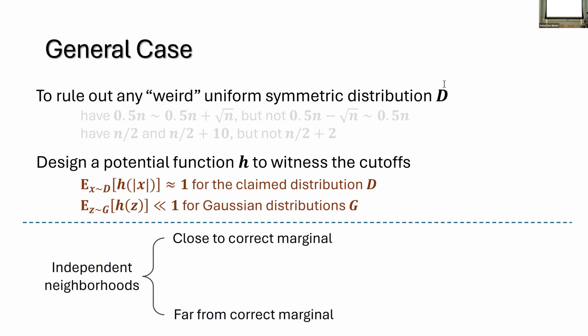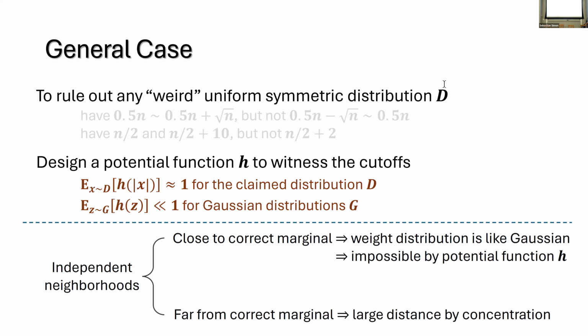And then we divide into two cases. If many neighborhoods are far from the correct marginal, then we have a granularity issue, which will produce a large distance by concentration. On the other hand, if most of them are close to the correct marginal, then we can analyze the weight distribution, which will be like Gaussian. And then we use this potential function to show that it cannot be the target distribution D. So this is like a win-win argument.